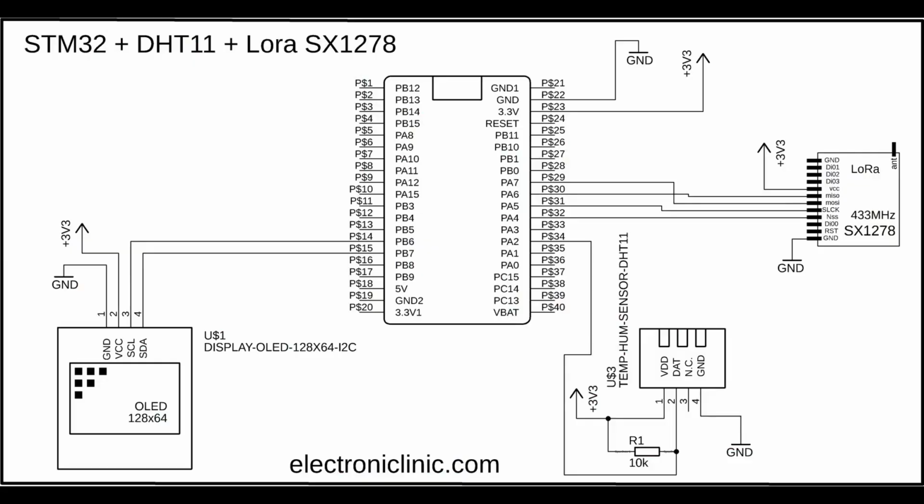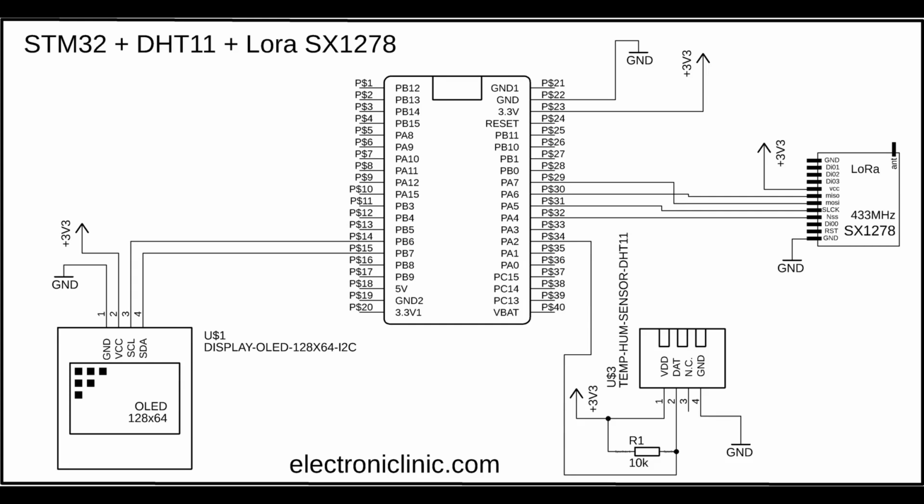This is the transmitter side circuit diagram, which explains how the LoRa SX1278, DHT11 and OLED display module are interfaced with the STM32 microcontroller board. The DHT11 and OLED display module connection with the STM32 remains exactly the same as explained in my previous tutorial.